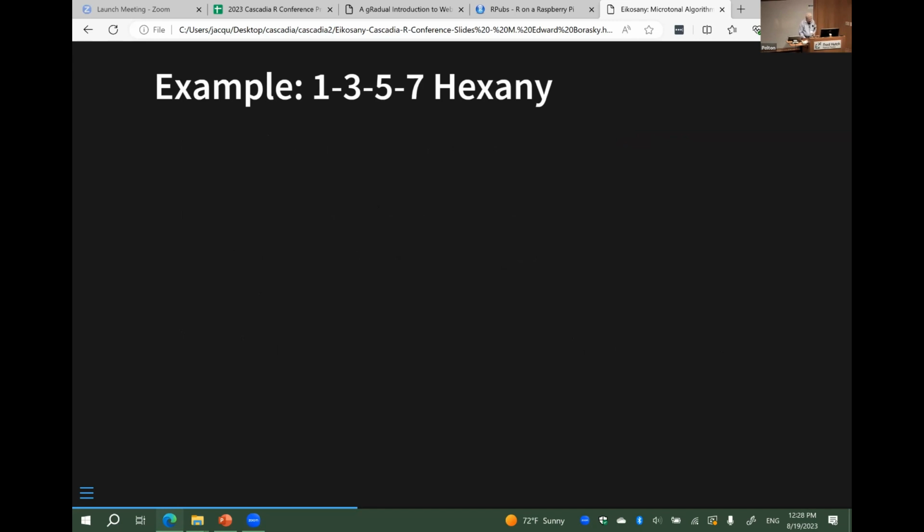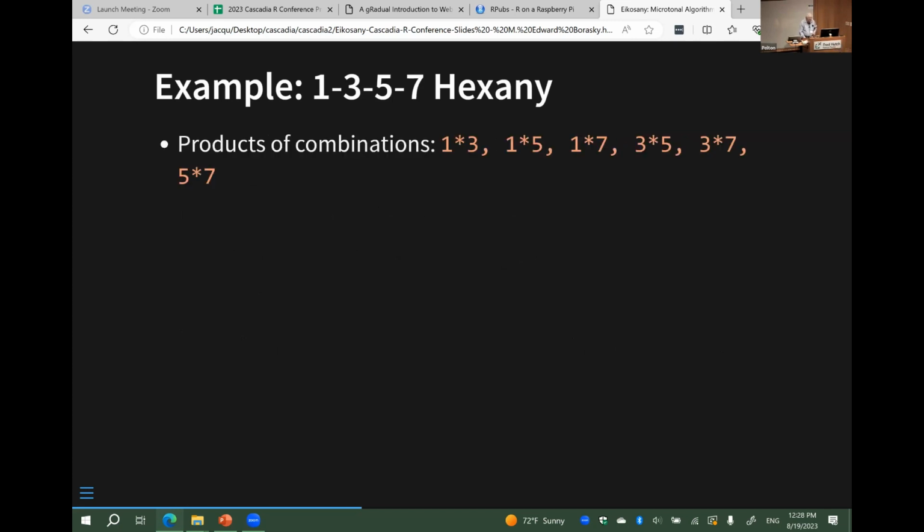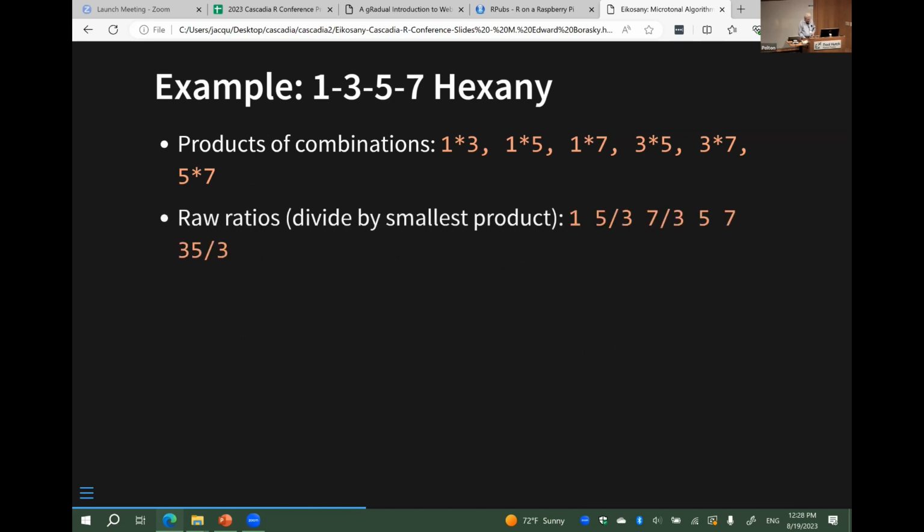Here's the example, the 1, 3, 5, 7 hexany. The 1, 3, 5, and 7 are the harmonic factors. The products of the combinations are 1 times 3, 1 times 5, 1 times 7, 3 times 5, 3 times 7, and 5 times 7. The raw ratios, we divide by the smallest product. So the first one's 1, then 5/3, then 7/3, then 5, then 7, and whoa, 35/3. Reduce that to within the octave, so it's 1, 5/3, 7/6, 5/4, 7/4, 35/24.